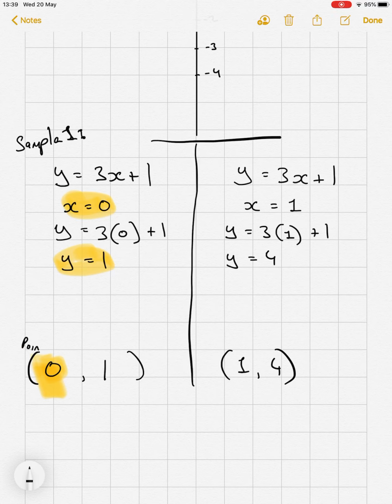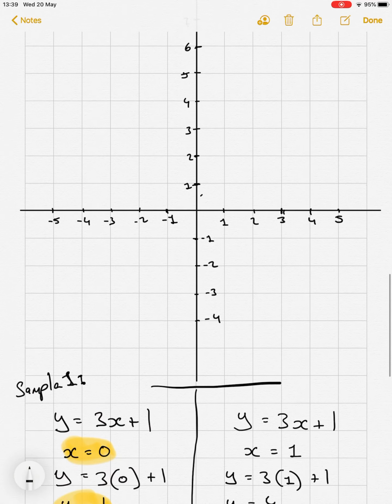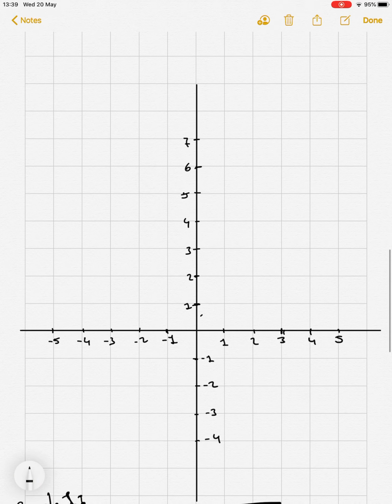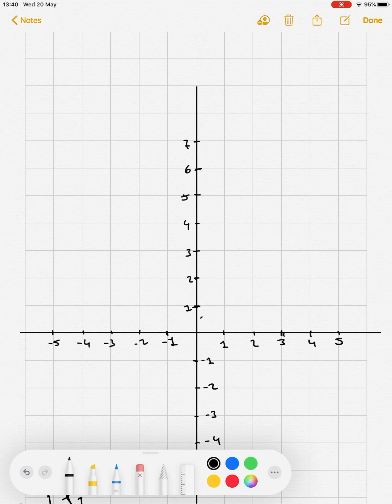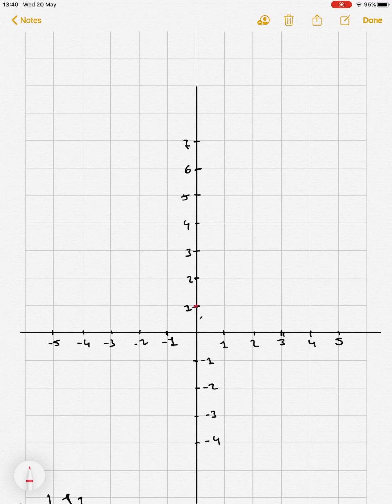I call this point 1 and point 2. If you have 2 points, you can draw a line. So let's go back up and plot these points. We have the points 0, 1 and 1, 4. 0, 1 is just here. 1, 4 is going to be up here. I know the two of them are close together.